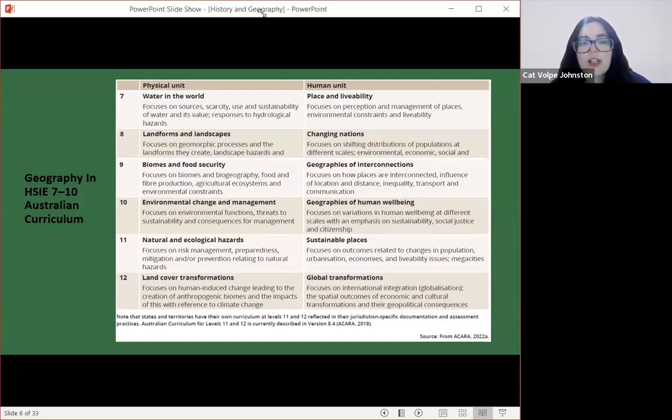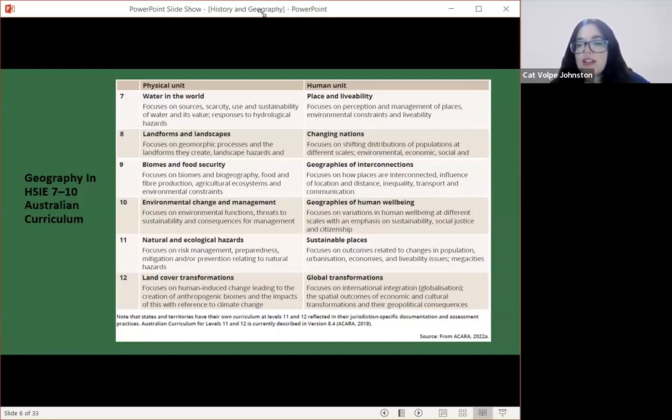Then the human geography element in Year 10 is human well-being, where we are asking students to focus on variations in human well-being at different scales, across different places in different parts of the world, and an emphasis on sustainability, social justice, and citizenship. In the senior school, in Years 11 and 12, students are looking at natural and ecological hazards, so focuses on risk management, preparedness, mitigation, and prevention relating to natural hazards.